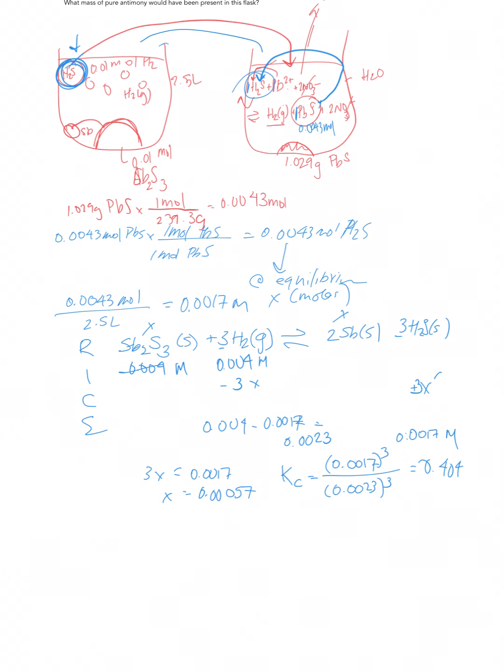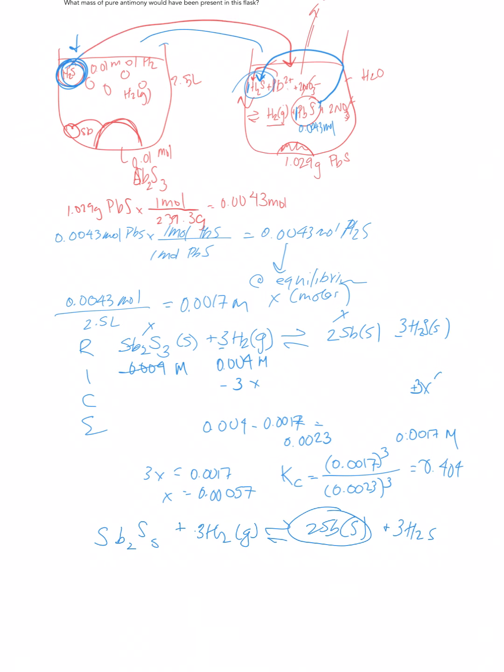Alrighty, so then the question becomes, how do we know what mass of pure antimony would have been present in this flask? This is just a matter of stoichiometry. We don't include our solids in our equilibrium expression, but we can use the stoichiometry of the reaction to determine this. Our chemical equation for this reaction is Sb2S3 plus 3H2 gas goes to form 2Sb solid and 3H2S. Okay, so this is asking how much pure antimony is in the flask.